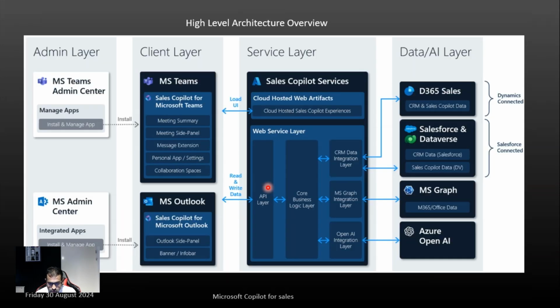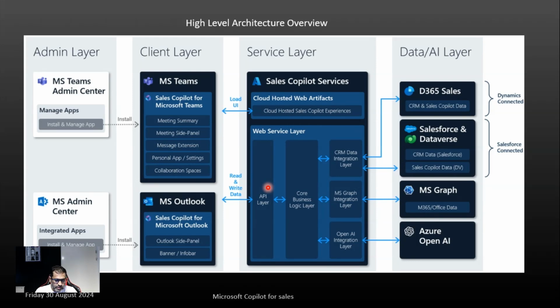Having said that, let's go into the high-level architecture. I'm not going into the more technical part, considering the time constraint. I don't want to take much time on this. So in the high-level architecture, the admin layer is the most important part, where it plays a critical role in deploying the Microsoft Teams app as well as the Microsoft Outlook add-in.